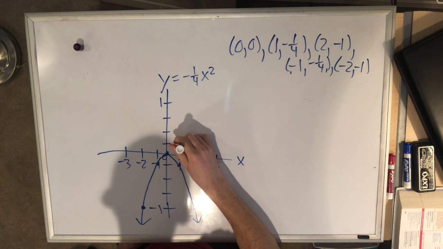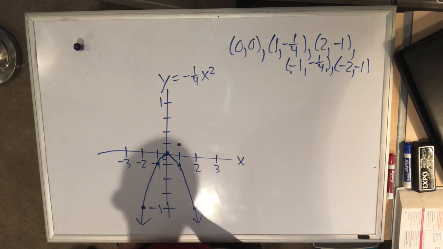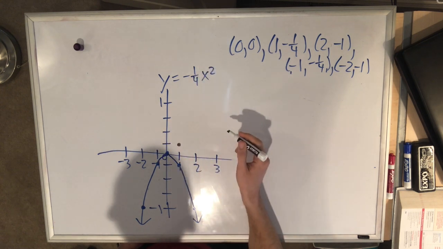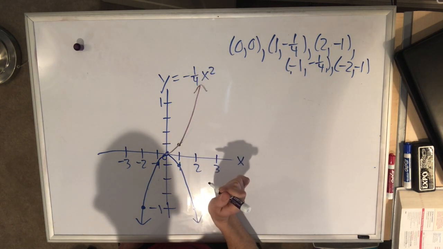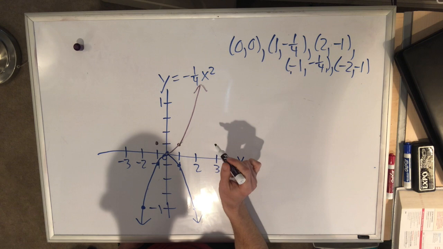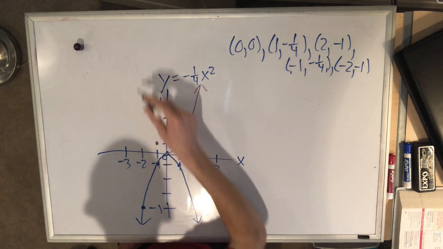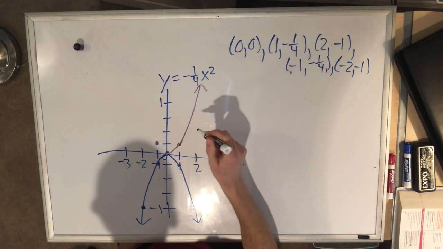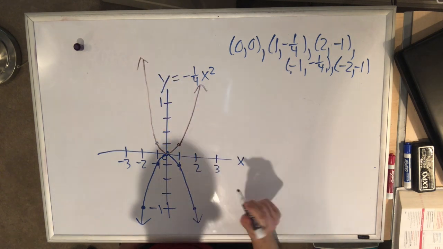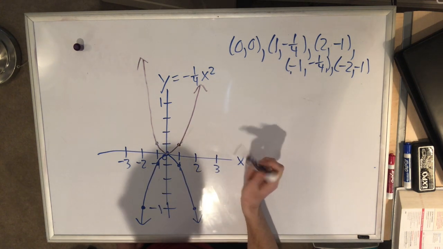So substituting in 1 for x, you get 1 for y, 2 for x. That's going to be 4 for y, which is off the graph. Substituting in negative 1 for x, that's 1 for y. And negative 2 for x, that would be 4 for y in the graph of y equals x squared. Negative 2 comma 4, that's way off the graph. Okay, so the purple there is the graph of y equals x squared.